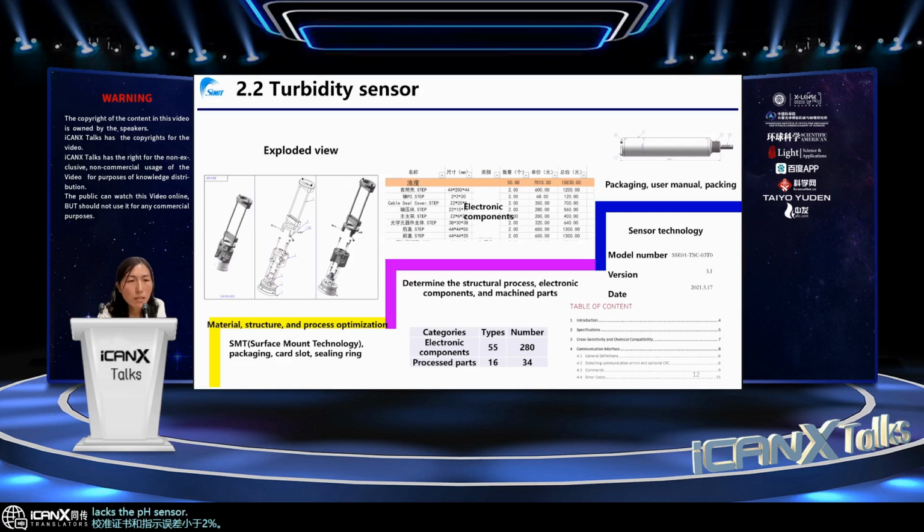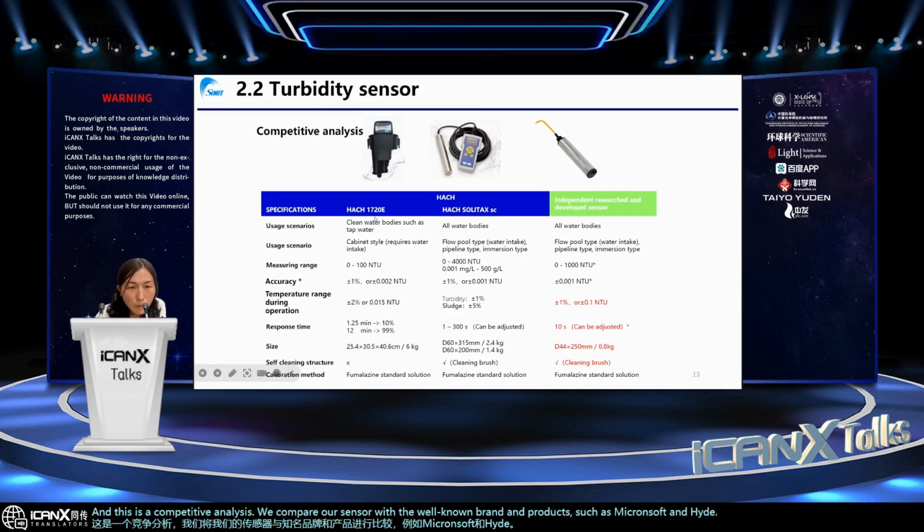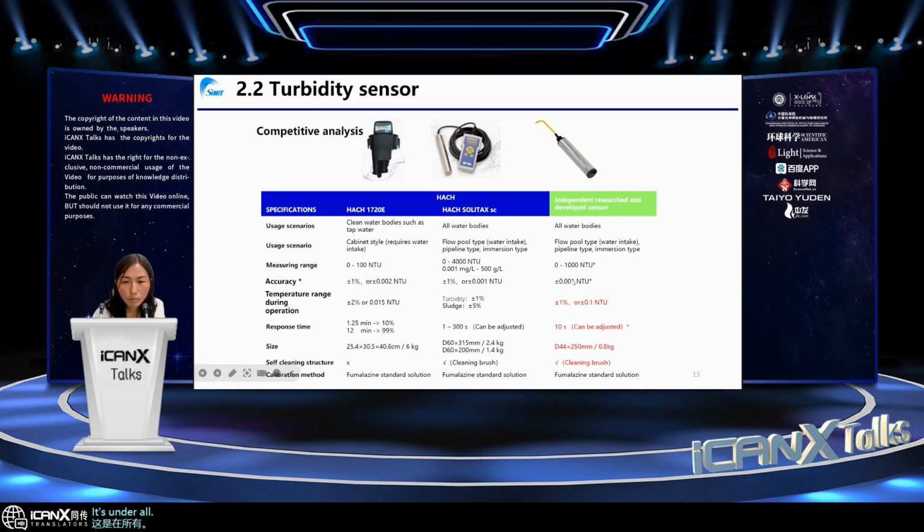Like the pH sensor, this is the exploded view, and we also optimize from the material and structure and finally determine the structure process. And this sensor has more than 280 electronic components. And this is the comparative analysis. We compare our sensor with well-known brand products such as Microsystem, and we have improved the temporal range and the response time to 10 seconds, and the size. And with the cleaning brush, we have improved the accuracy and the measuring range.